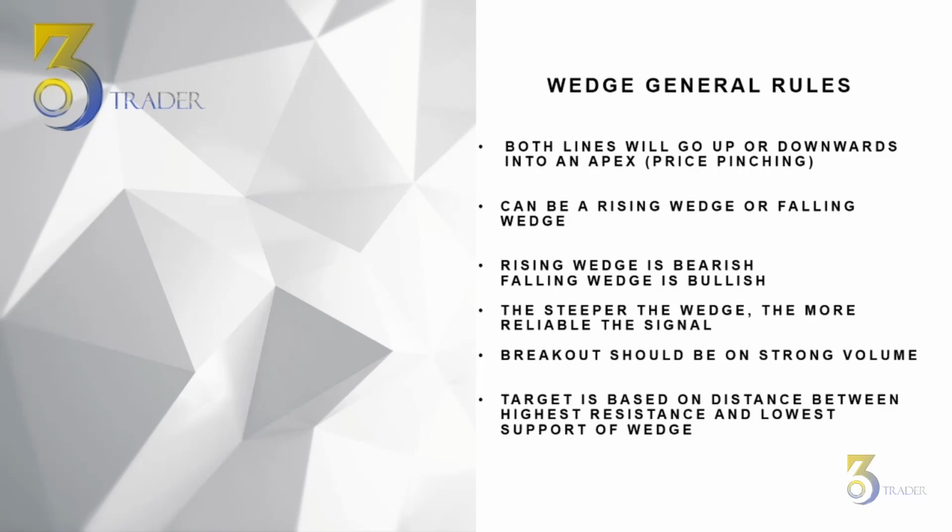Both lines will be going upwards or both lines will be going downwards, into an ascending wedge or a descending wedge. And they will come towards an apex. They don't have to necessarily pinch to a perfect point. Let me just make that clear. These wedges don't have to come to a perfect point. As long as the resistance and the support are squeezing towards each other, and the price action is pinching, they don't have to pinch all the way to a point.